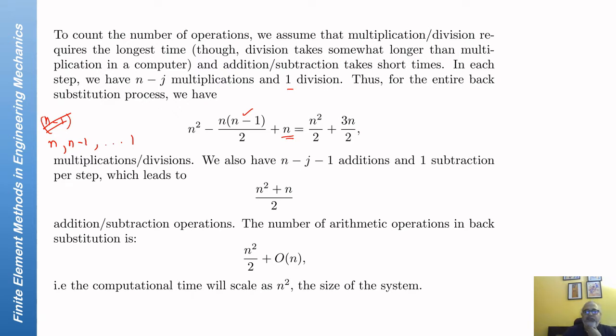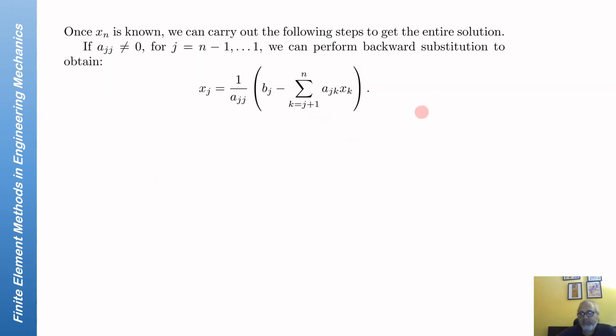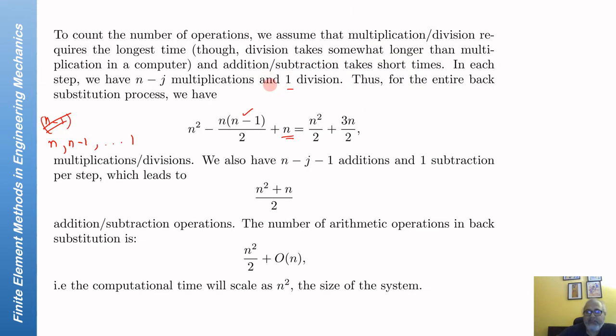In addition, if you want to be more accurate, then you have n minus j minus 1 additions. So here you are adding these terms, so you have n minus j minus 1 additions here, and then you have one subtraction here, and if you add that, this again will lead to n square for n steps. This will lead to n into n minus 1 by 2. This will lead to n. This will lead to n. Add them up, you have these many number of additions and subtraction operations that you need to do.